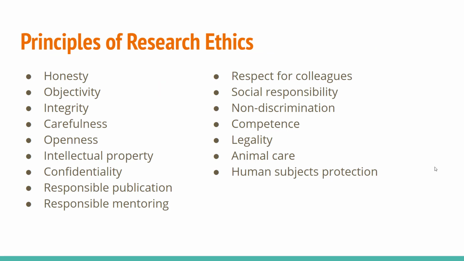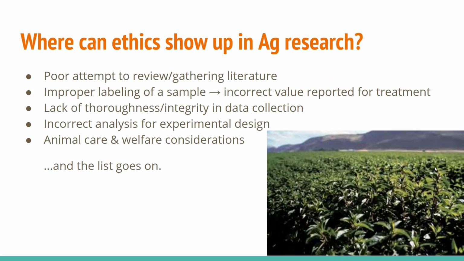And so when we look at the principles of research ethics, there's a lot of different areas where ethical consideration has to show up. Everywhere from objectivity to responsible publication to animal care, which we're going to discuss in the next segment. And so research can show up in agriculture in a lot of different areas.